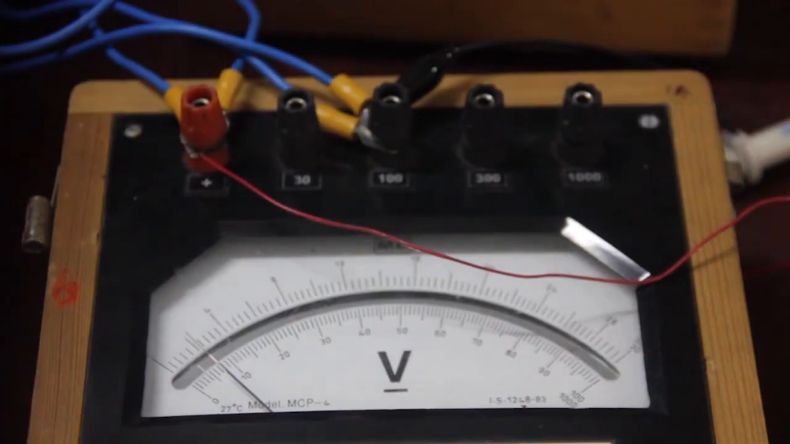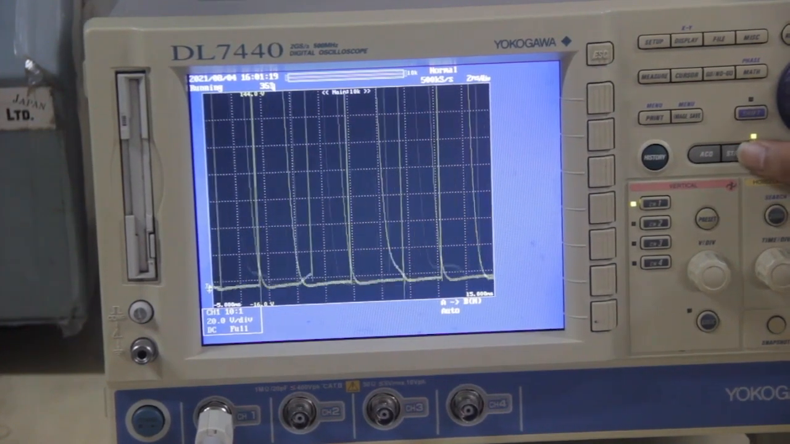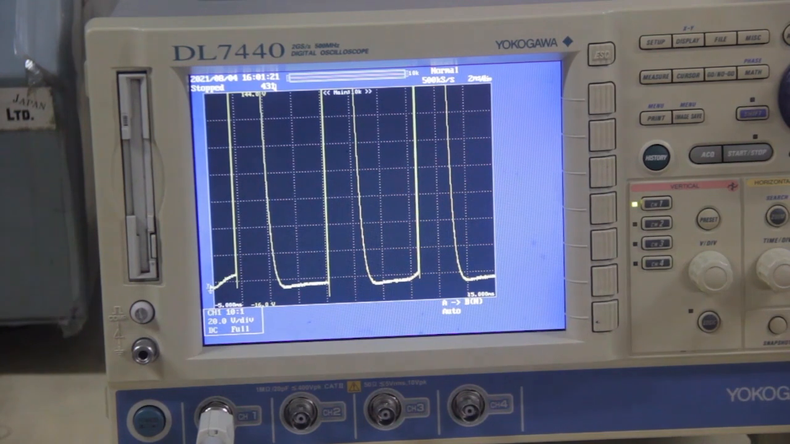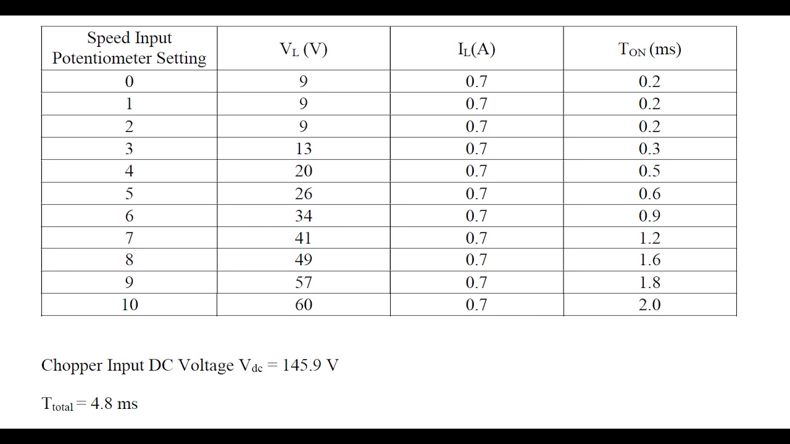While taking measurements from the voltmeter and ammeter, we must also use the oscilloscope output to observe the on-state duty cycle. Here are all the values for part B. Now let's move on to part C.